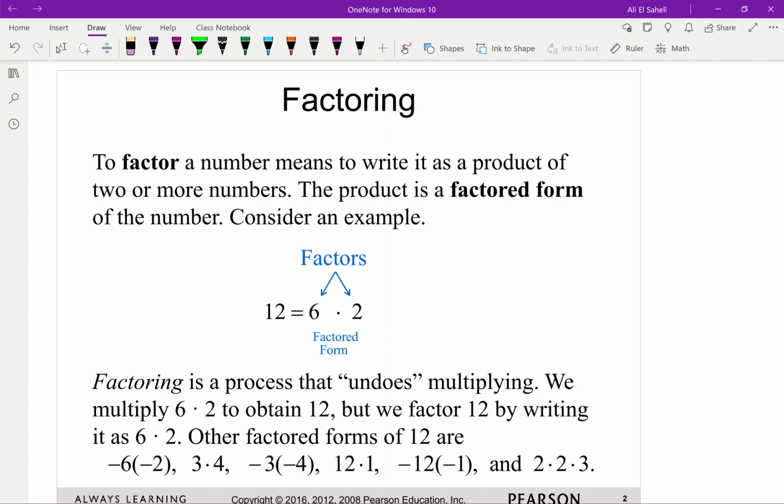Of course, you could have many different factored forms for a given number. For instance, 12 can be written as 2 times 6, minus 2 times minus 6, 3 times 4, minus 3 times minus 4, and so on. These are trivial factors because you're just multiplying by 1 or minus 1.